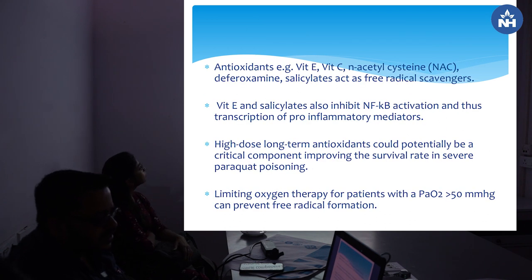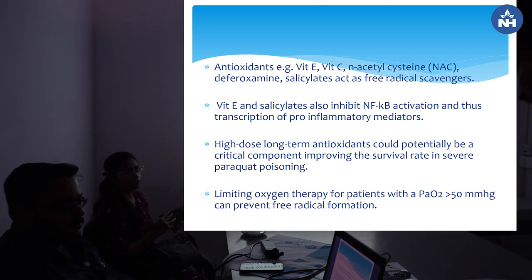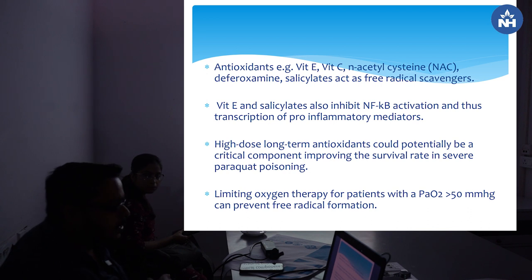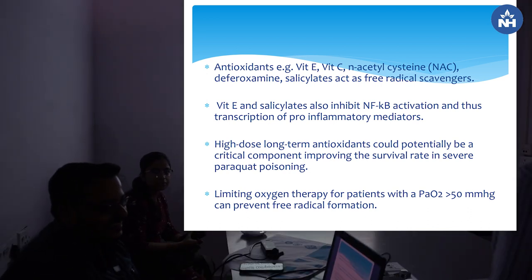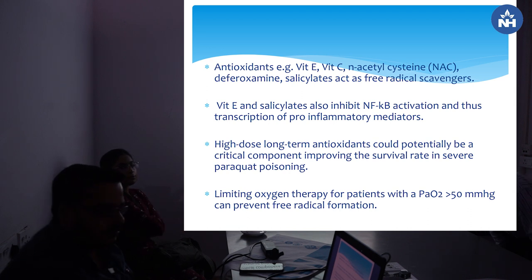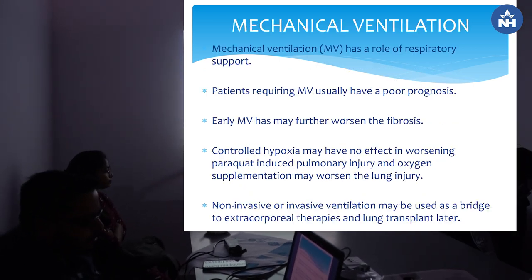Antioxidants such as vitamin E, C, N-acetylcysteine, desferoxamine, and salicylates act as free radical scavengers. Vitamin E and salicylates also inhibit NF-kappa-B activation and thus transcription of pro-inflammatory mediators. High dose long-term antioxidants could potentially be a critical component in improving the survival rate in severe paraquat poisoning. Limiting the oxygen therapy for patients with a PO2 more than 50 mmHg can prevent the free radical formation.